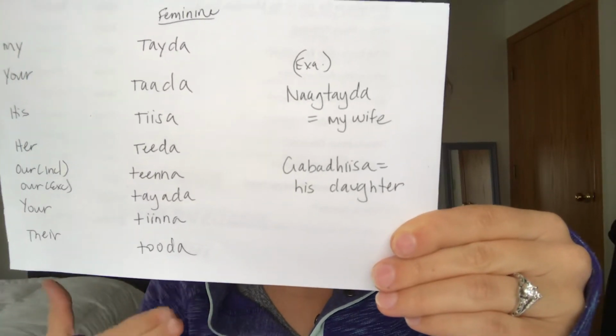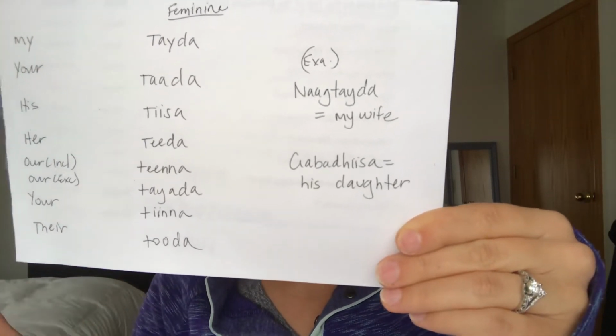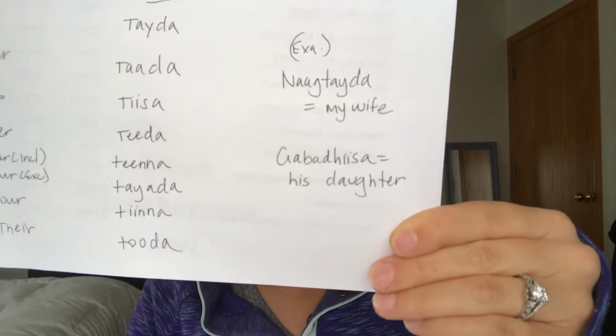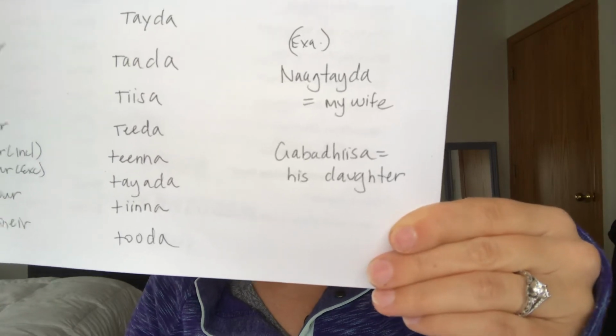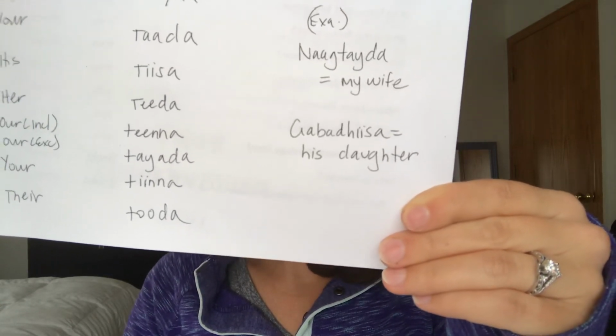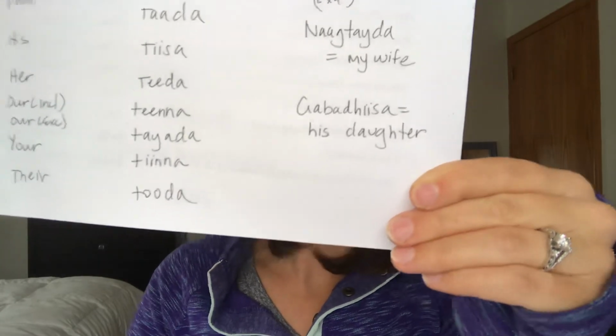Another feminine noun is gabar, which means daughter. If we wanted to say that's his daughter, we'd say gabadhisa, or her daughter, gabadheeda. So you can see a trend with some of those suffixes. The masculine nouns are always going to end in a K suffix, and the feminine nouns are always going to end in T for the suffix.